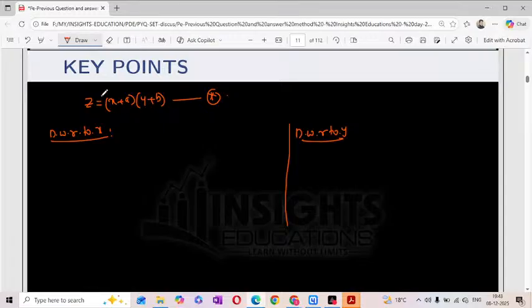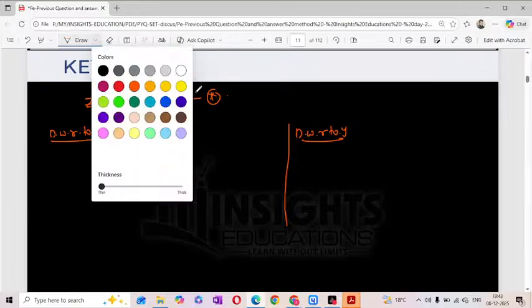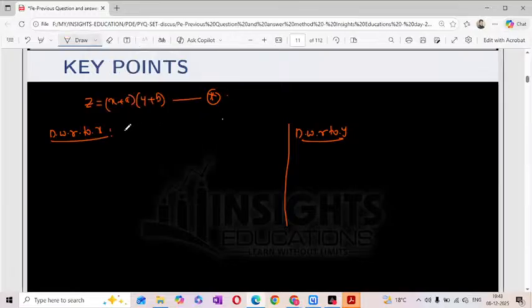After differentiating with respect to x, what will happen? Dou z by dou x is equal to y plus b. Very good. So directly it is zx, which is p, so p is equal to y plus b. Now apply the uv form: 1 plus 0 into y plus b. That means p is equal to y plus b is our first one.